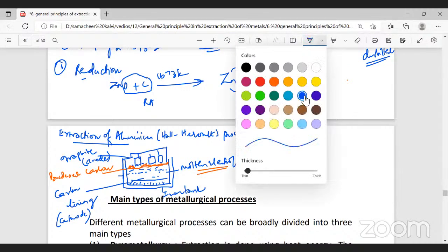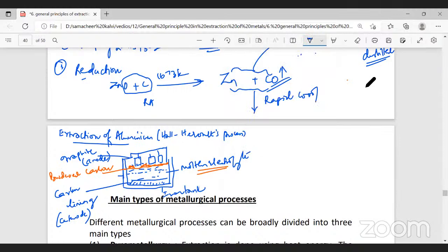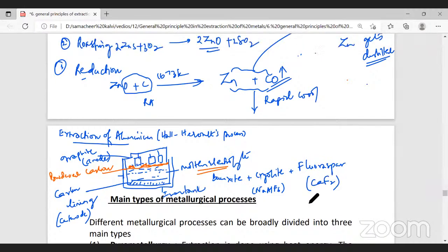So aluminum is obtained by electrolysis of pure alumina, that is from bauxite, right? This molten electrolyte contains bauxite. It contains cryolite. Cryolite is sodium aluminum fluoride. Along with this, you have something called fluorospar, which is nothing but calcium fluoride. So this molten electrolyte contains bauxite ore, cryolite, and fluorospar.